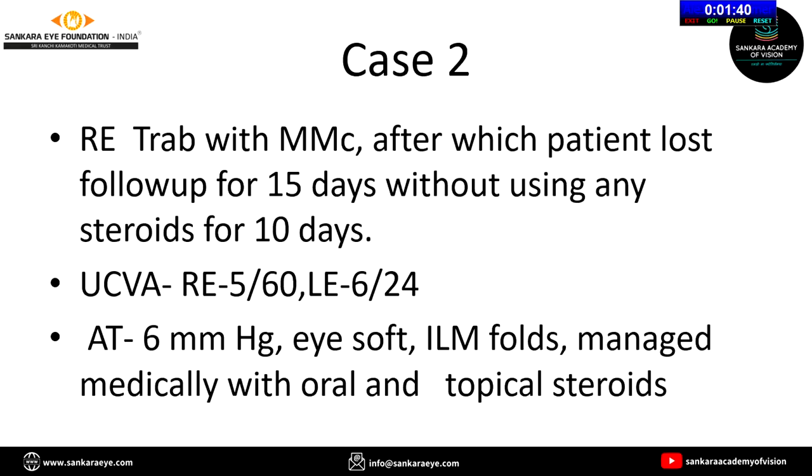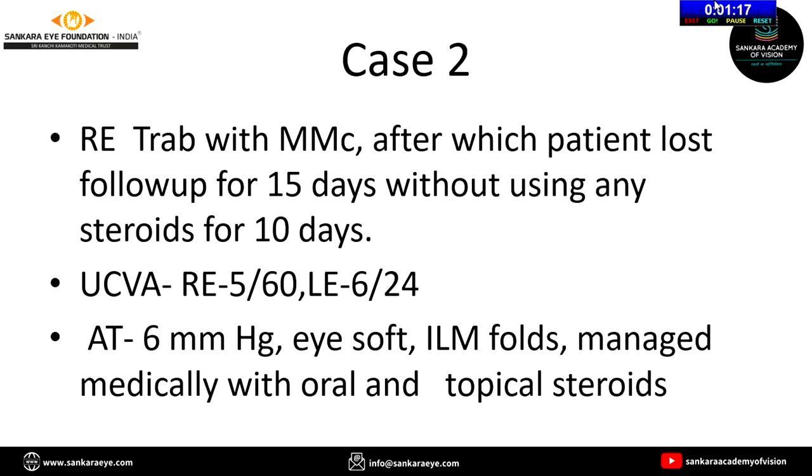And here is the second patient. This patient, actually a primary open angle glaucoma patient, underwent trabeculectomy. I only did the surgery, but he lost follow-up for 15 days and stopped steroids after 5 days of surgery. And the vision was 5/60. He was denying any history of trauma, but pressure was 6 millimeters of mercury. The eye was soft, but AC was well formed.